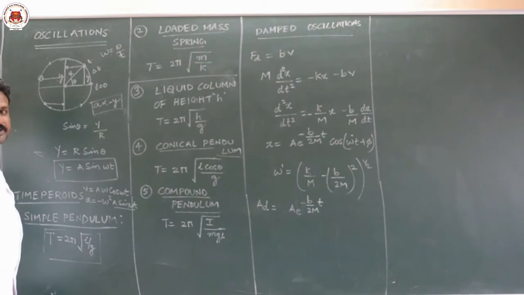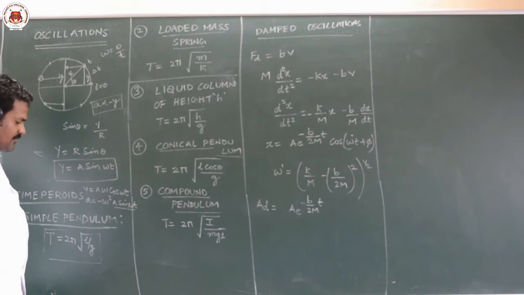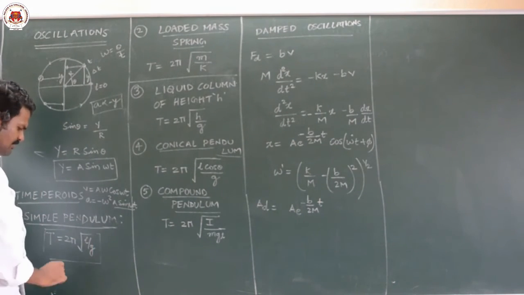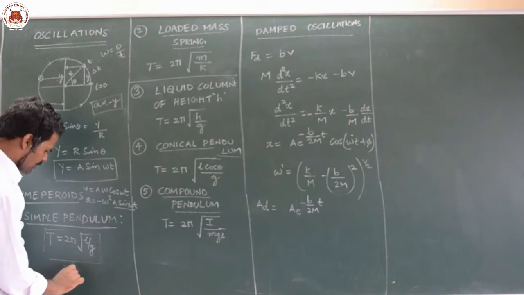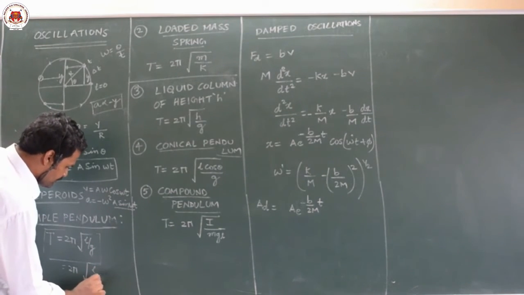If the simple pendulum is kept in a moving elevator which is moving upwards, what is the time period? When it is moving upwards with an acceleration a, the time period I can write as 2 pi under root of L by (g plus a).